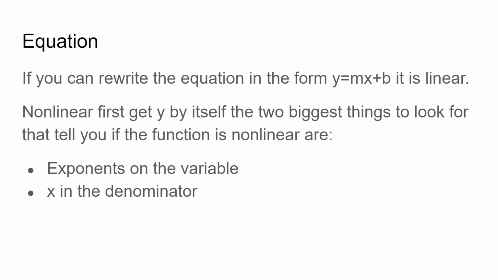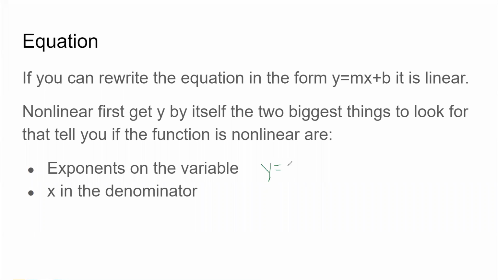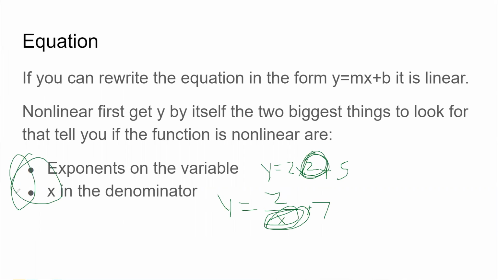So what I mean by exponents on the variable is going to look like y equals x squared. So since it has that square on the x, that means that it is nonlinear. And then x in the denominator, if it says like y equals 2 over x plus 7, since that x is in the denominator, it is nonlinear as well. And those are going to be the 2 cases that you see as 8th graders.